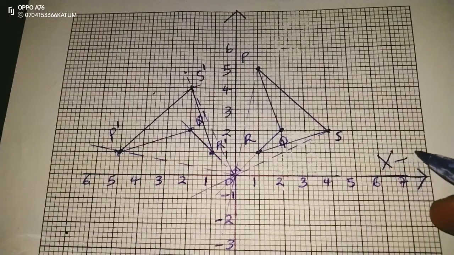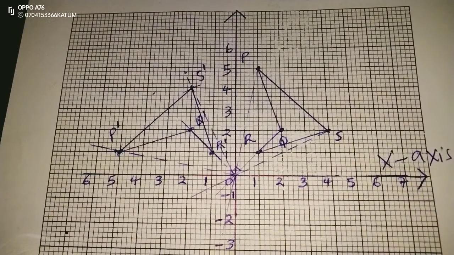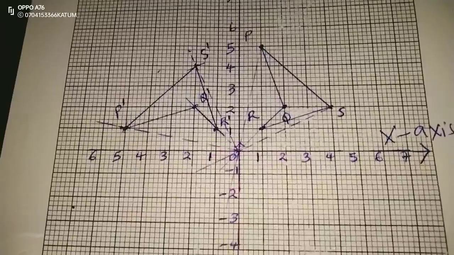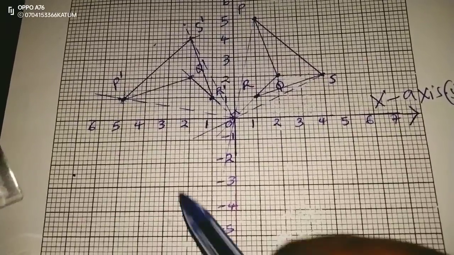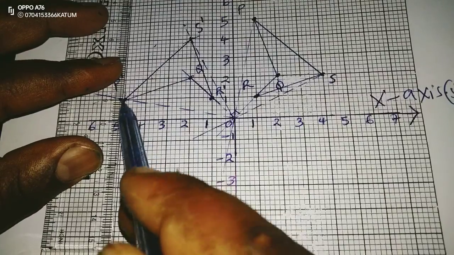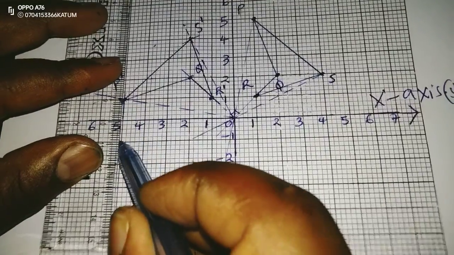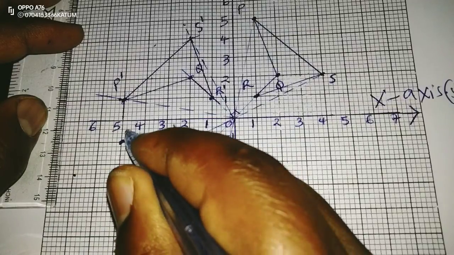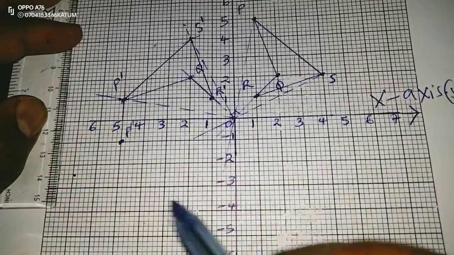This is the x-axis, or the line y equals 0. Now we're going to reflect here, and to reflect, we just join P to the mirror line, then we move an equal distance to the other side. So we're going to find ourselves here. That will be our P double prime.